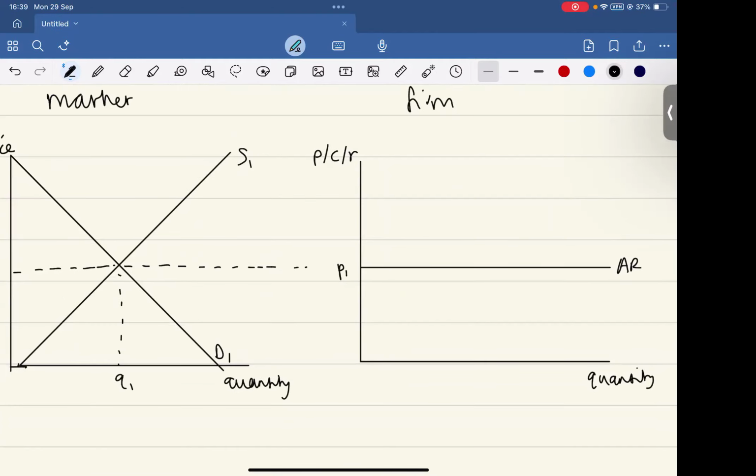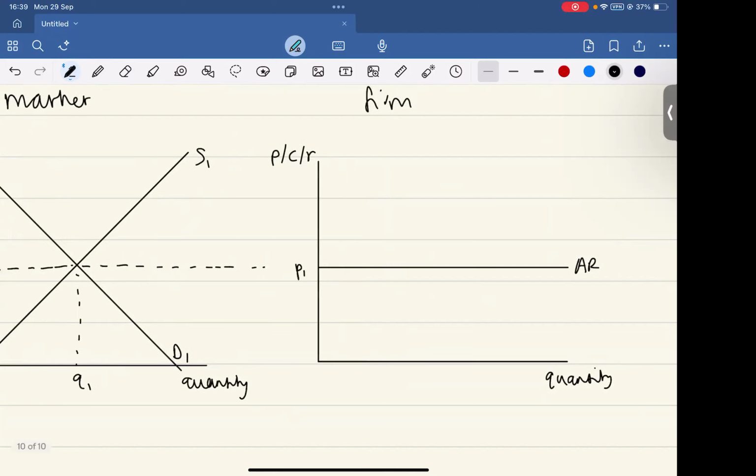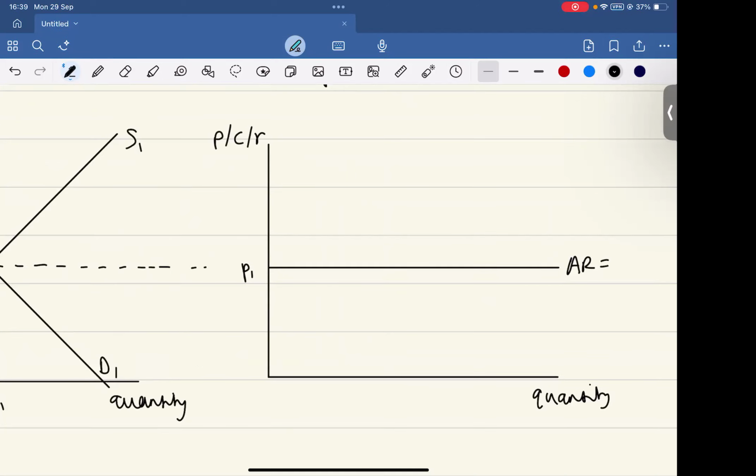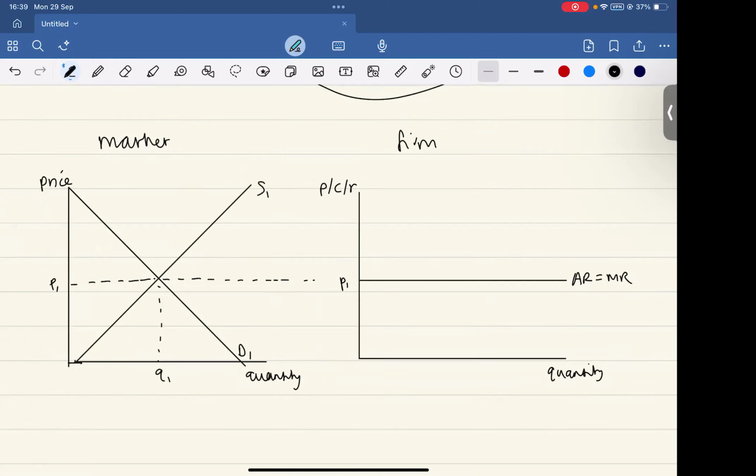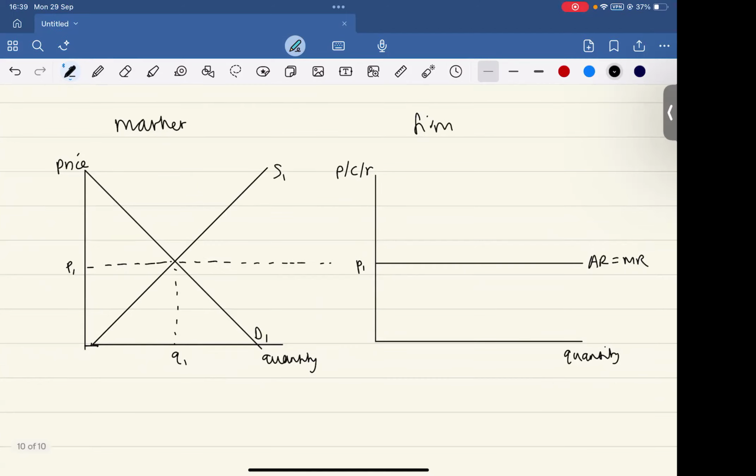We also know from before that marginal revenue is twice as steep as average revenue. So I'm just going to write equals MR because twice as steep of a flat line is still a flat line. Everything else stays the same. So they still have an average cost curve that's U-shaped, and we can just draw that like this. And the marginal cost curve still goes through the bottom of the average cost curve.